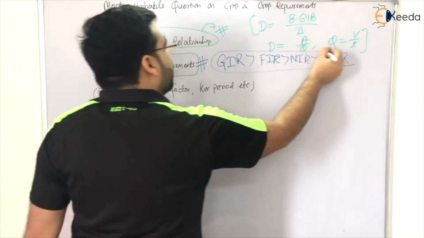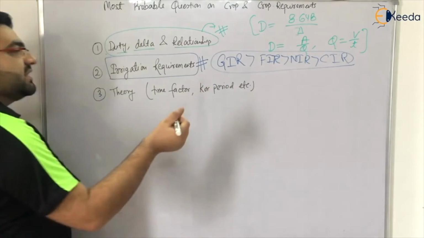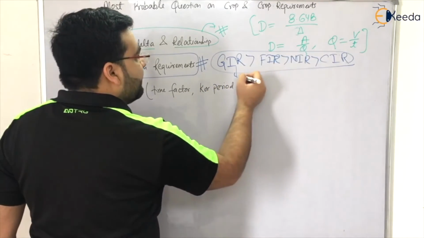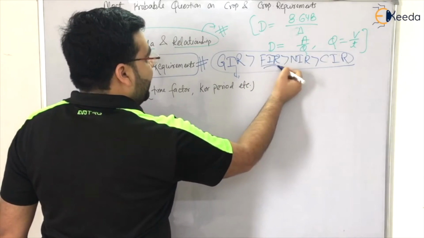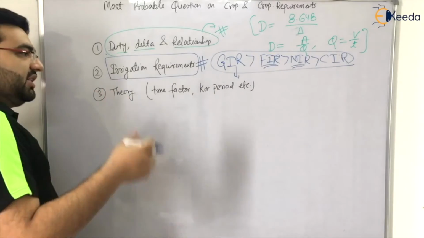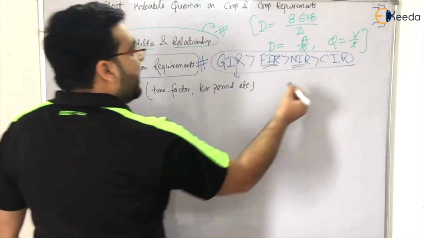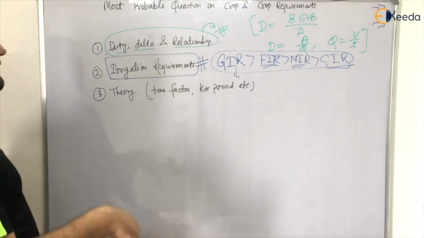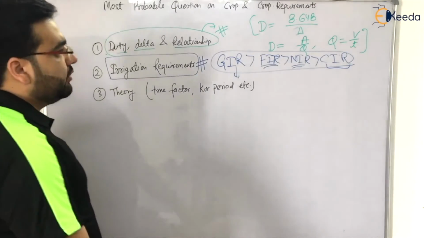So you should know the relation also, as well as if some numerical comes, you should know that it is actually equal to FIR divided by eta C, it is equal to NIR divided by eta A, it is equal to CIR plus leaching plus pre-sowing plus nursery, and CIR is actually equal to consumptive use minus effective rainfall. If rainfall is there; if no rainfall, that is equal to consumptive use, right?